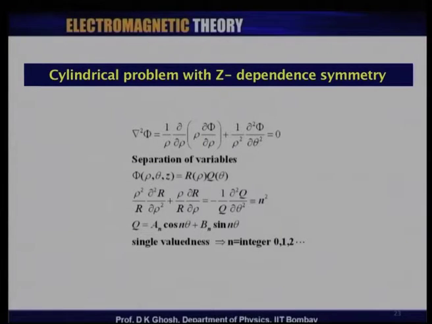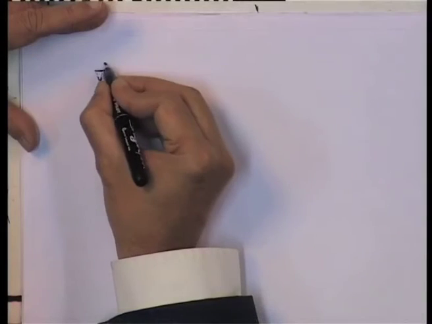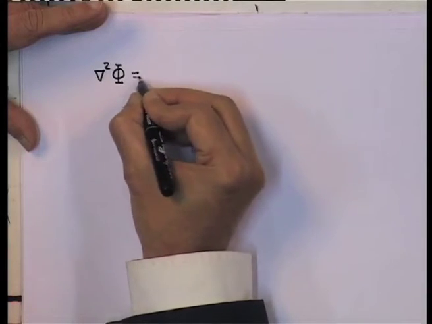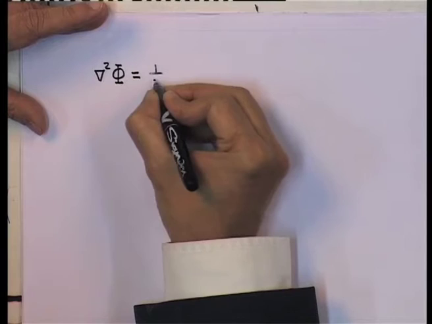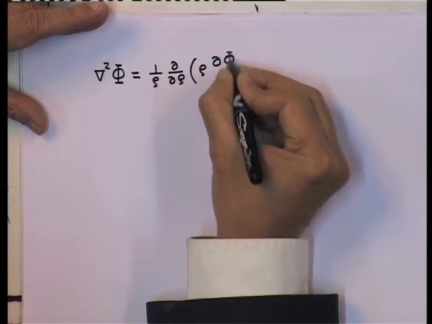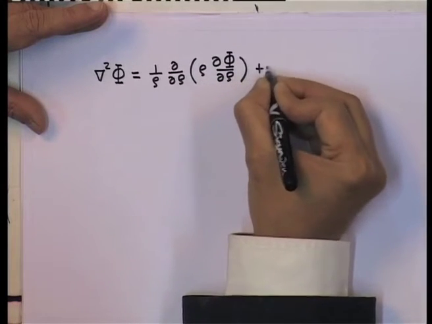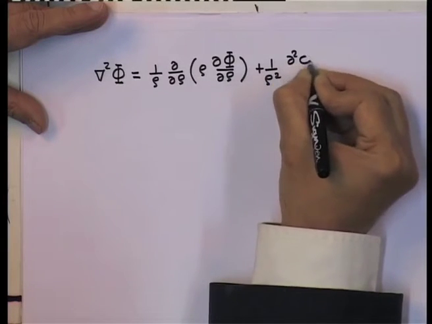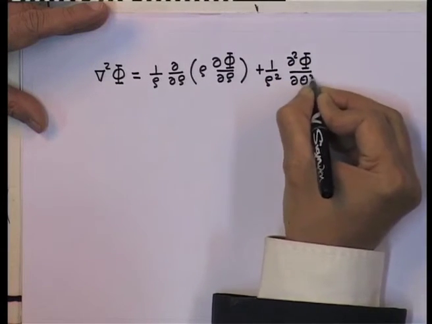Once again, in doing applications, I will take a rather simple case. I will assume that my problem has symmetry, its solution has no z dependence. Now, if that happens, my del square phi becomes like this. So, let me rewrite this. Del square phi, since there is no more z dependence, is equal to 1 over rho d by d rho of rho d phi by d rho plus 1 over rho square d square phi over d theta square equal to 0.